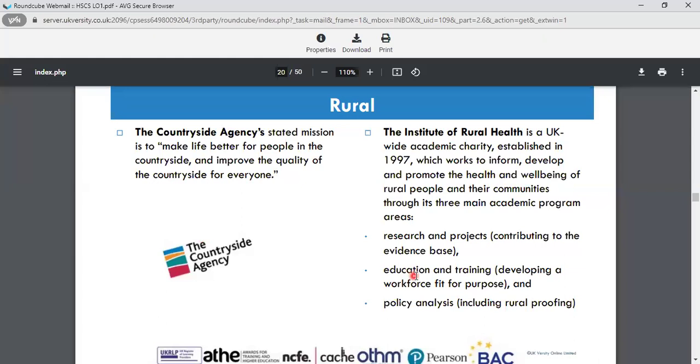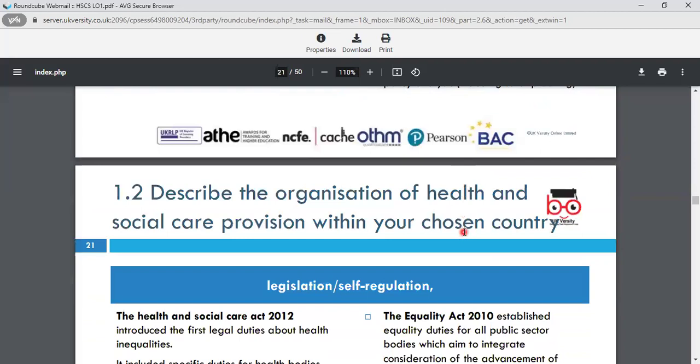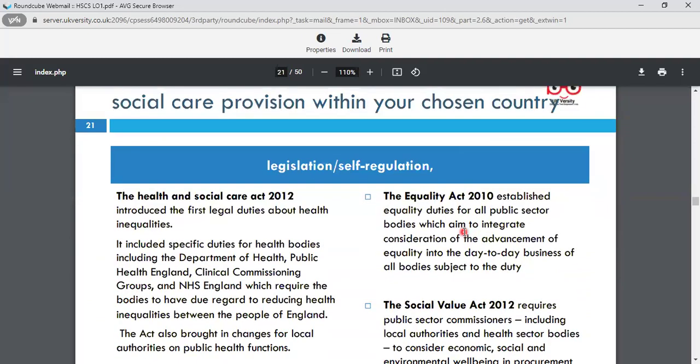And it has 3 academic programs. So there are research and projects that contribute to the evidence base. And there's education and training, which develops a workforce fit for purpose, and policy analysis, which includes rural proofing. So these three are basically academic programs, and they're largely based on research and education and training. And obviously, there's policy also there.